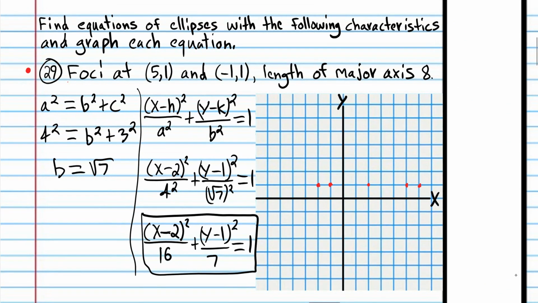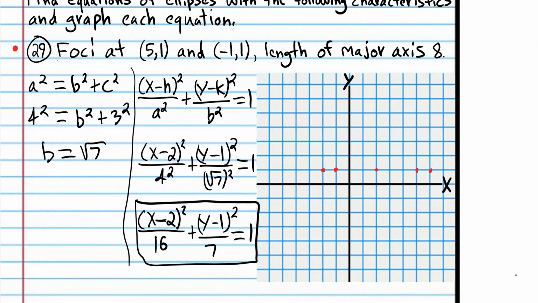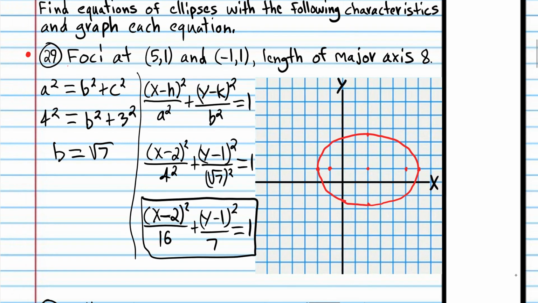Now, b is root 7, and root 7 is somewhere between 2 and 3. You can use your calculator. Don't be afraid to use your calculator. That's going to be 2.64. So let's count up from the center, 2.64. And down, 2.64. And then we'll connect the dots. And there you go.